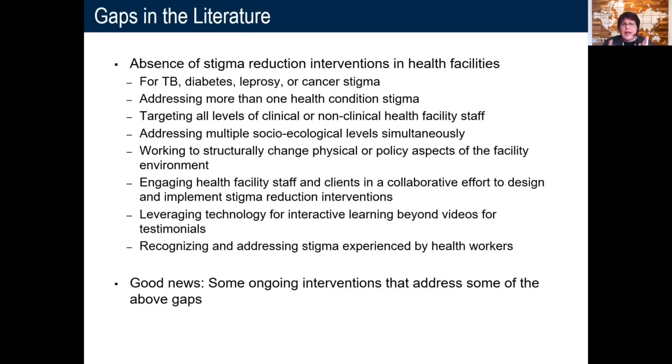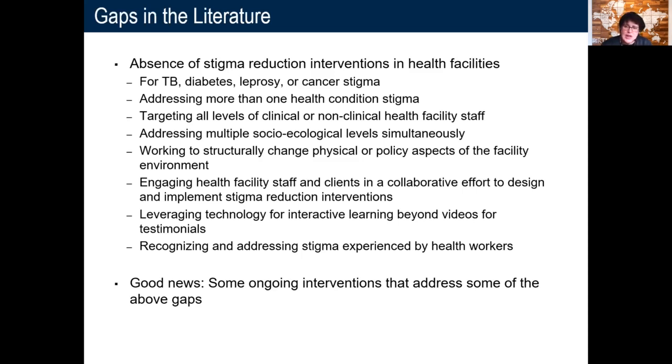So in looking at this set of literature, there were certain gaps that came up that struck us. We had seven conditions that we were looking at. Of the 42 unique studies we looked at, most, that would be 33, focused on mental illness or substance use, and 9 focused on HIV. Of note was the absence of recent stigma reduction interventions in health facilities for tuberculosis, diabetes, leprosy, or cancer.